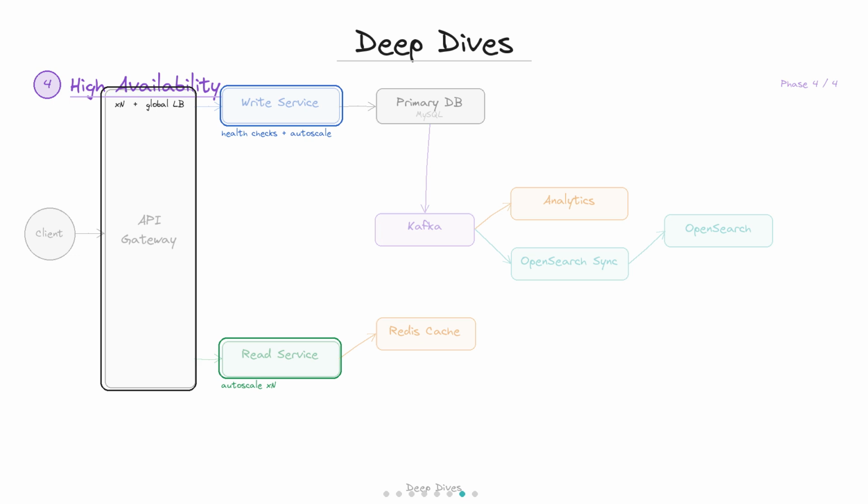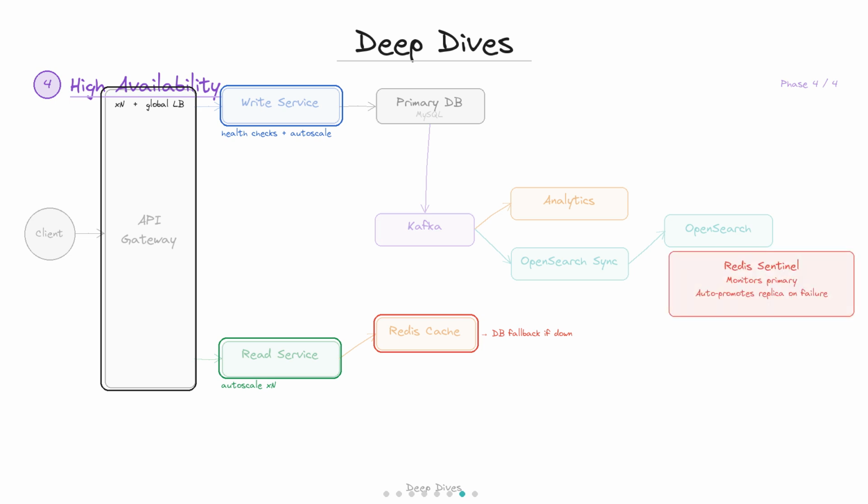Redis cache. If it becomes unavailable, requests fall through to the database. The system slows down but does not go offline. Redis counter. We run Redis in high availability mode with a primary node and one or more replicas. Redis Sentinel monitors the primary and auto promotes a replica on failure. We also enable Redis persistence, AOF logging, so the counter survives a full node restart.